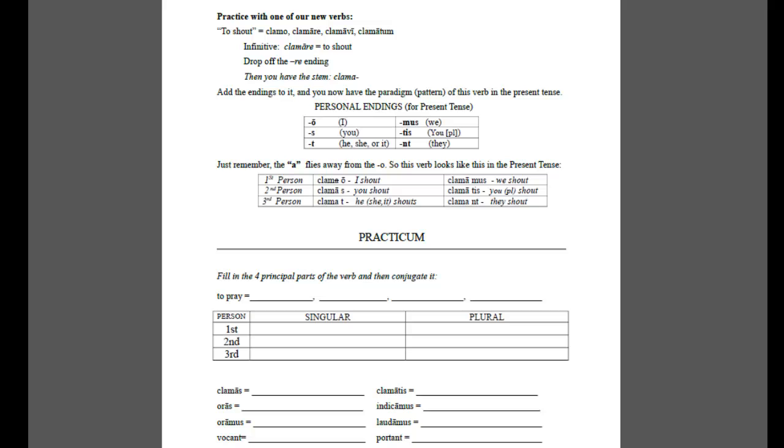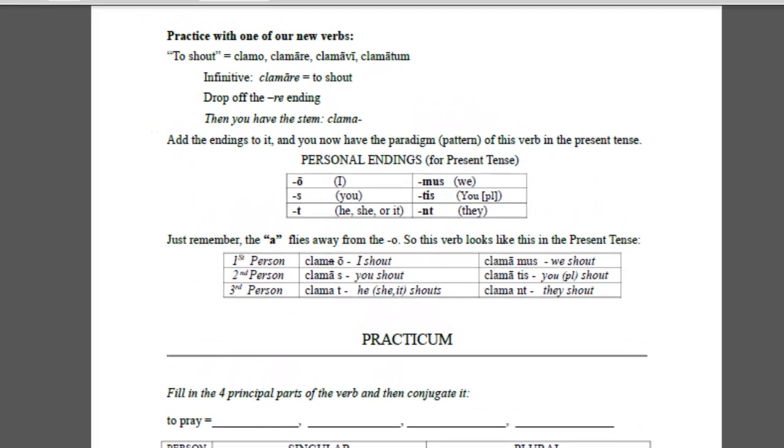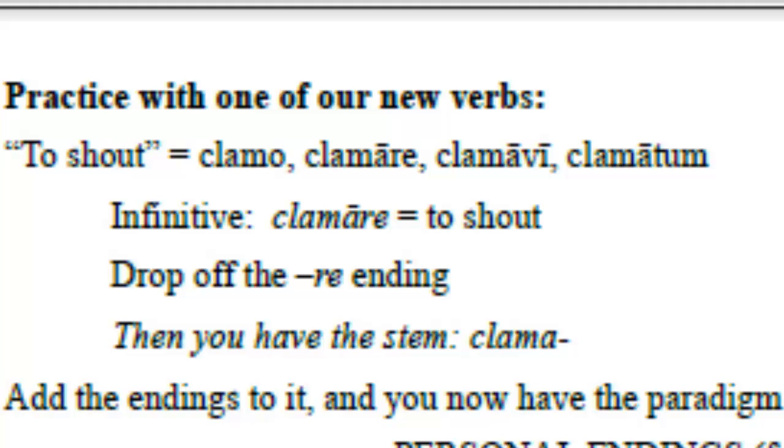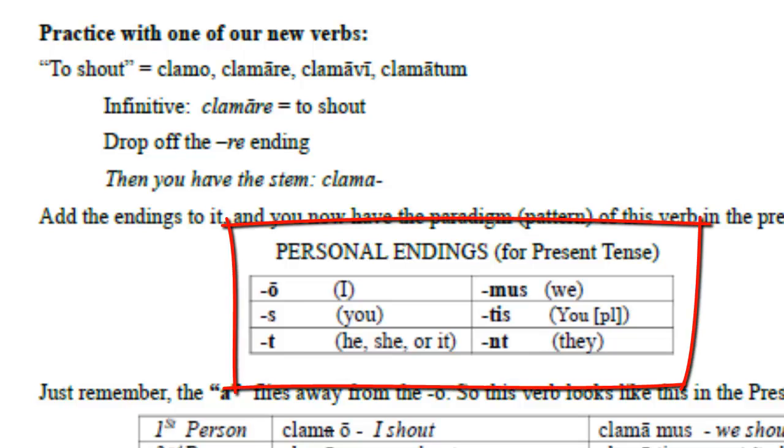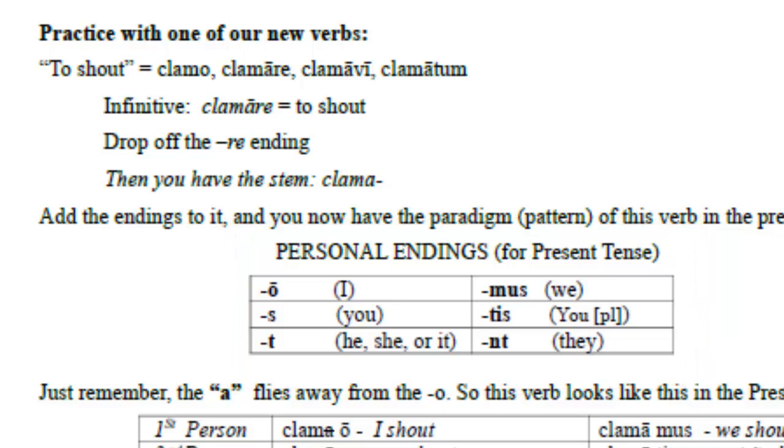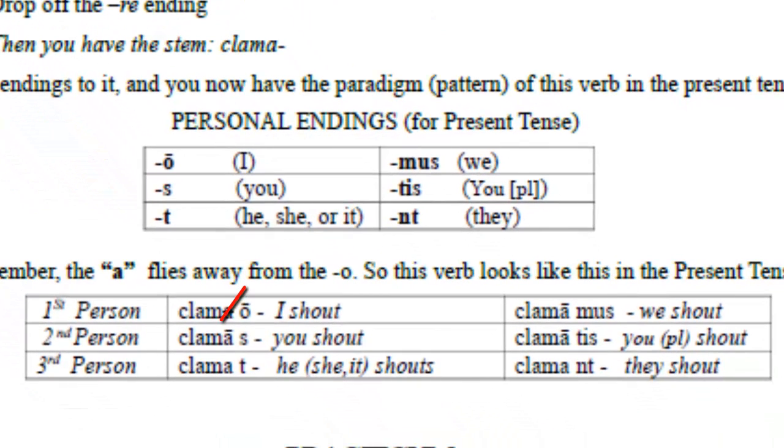So now turn to the next page. Let's review how to conjugate, just to make sure that you have this down. The verb to shout: clamo, clamare, clamavi, clamatum. The infinitive is found in the second principal part, clamare. So look at the infinitive, drop the re, and then you have the stem clama, C-L-A-M-A. Now you simply add the personal endings to it. Make sure that you have these personal endings memorized: o, s, t, mus, tis, nt. Now, don't forget the a flies away from the o. So once you put these together, the present tense of the verb to shout is clamo, clamas, clamat, clamamus, clamatis, clamant.